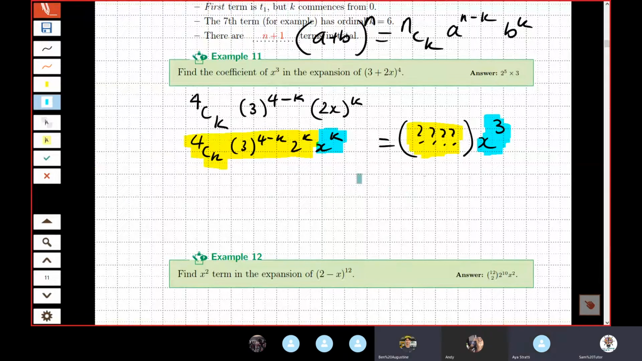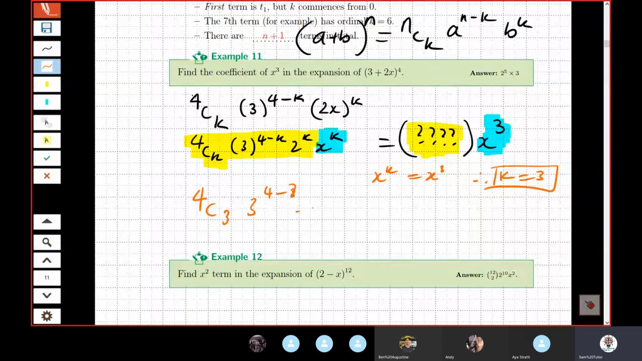k equals 3. Yeah. You see that, Aya? So when k equals 3, then you can get your coefficient: 4 choose 3, 3 to the power of 4 minus 3, times 2 to the power of 3. And that should give you 2 to the power of 5 times 3, which is 96. You can just leave it as 96.